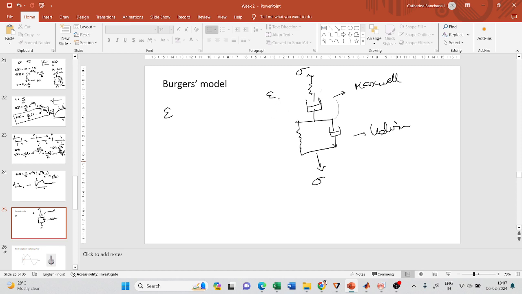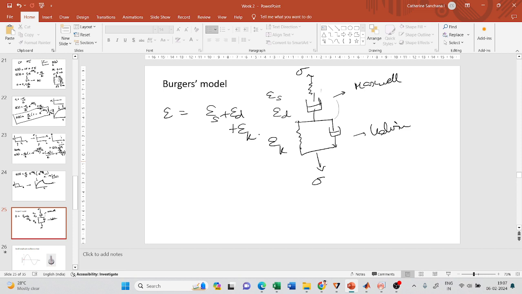So let us say this is sigma S, sigma D, and since this is a Kelvin model, the deformation of this Kelvin model will be the same as this spring and dashpot here. Let me write it as epsilon Kelvin, epsilon K. So this total epsilon will be epsilon S plus epsilon D plus epsilon K.